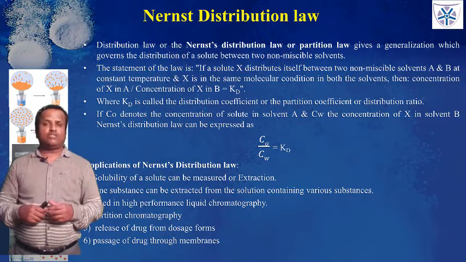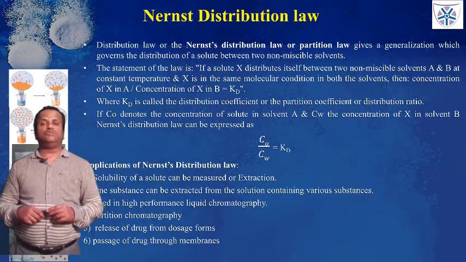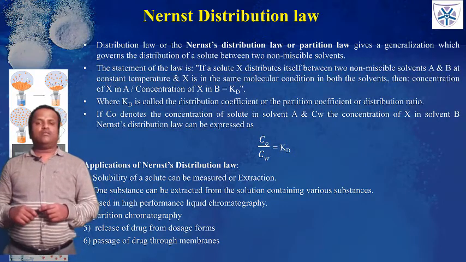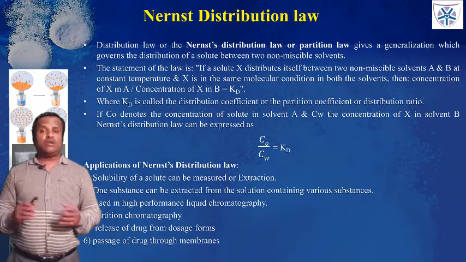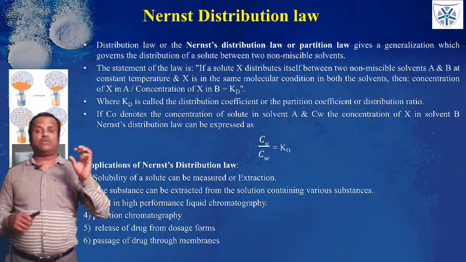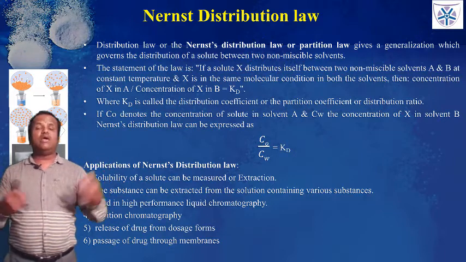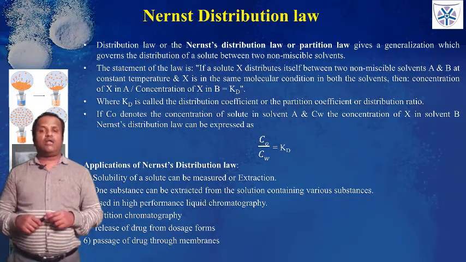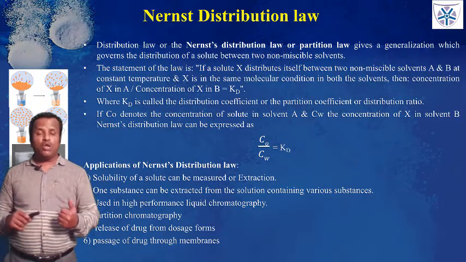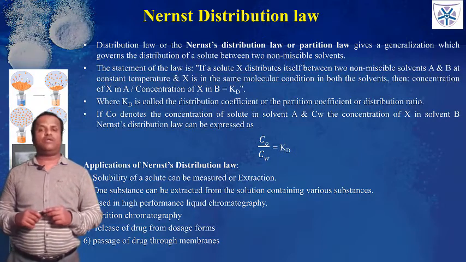To explain this concept, how much it is distributed in both layers, we can get the answer from the Nernst distribution law. Okay, we will enter into our topic. The distribution law, or the Nernst distribution or partition law. Here we are going to determine the partition coefficient, that means the distribution of the third compound existing in one layer, the aqueous layer, as well as the organic layer. So the partition law or Nernst distribution law gives a generalization which governs the distribution of a solid between two non-miscible solvents. That is the major important concept here.